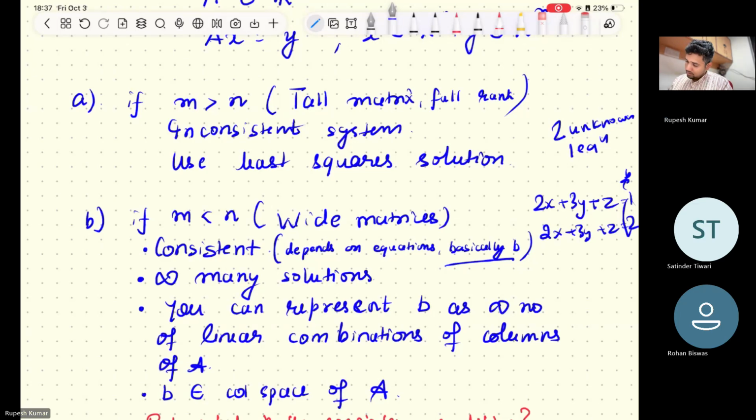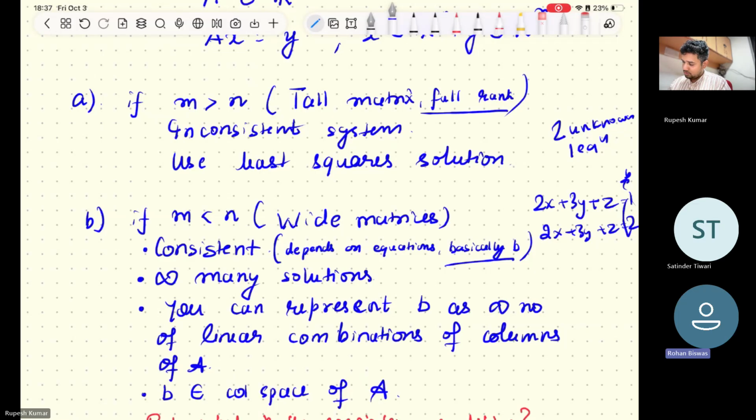So in option A, I have one doubt. For tall matrices, is it always the case that it will be inconsistent, or should we have an additional criterion with tall matrices? I mean, full rank criteria is important.